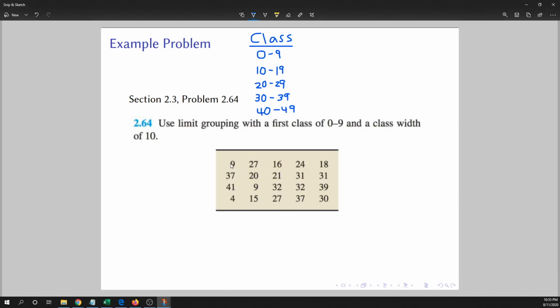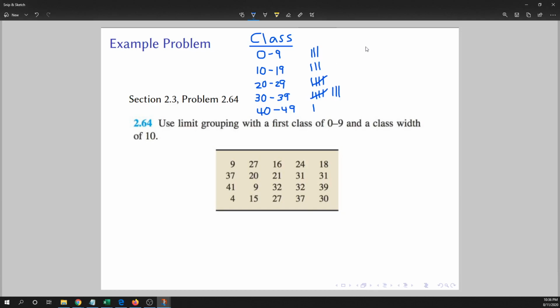And then what we would go through and do is to tally all these up, right? So 9, I'd put a mark here, 27 here, 16 it goes in here, 24 is between 20 and 29, 18 is in between 10 and 19, 37 would go here, 20 would go here, 21 would go here, 31 would go here, another 31, 41, 9 would go here, 32, and another 32, and then 39 will all go in here, 4, 15, 27, 37, and 30.